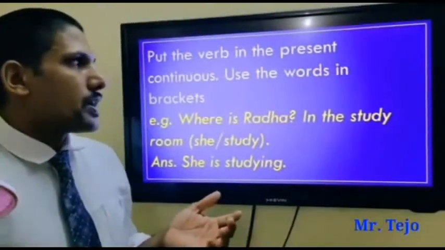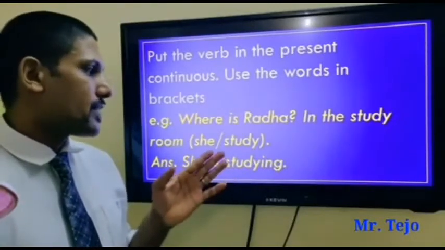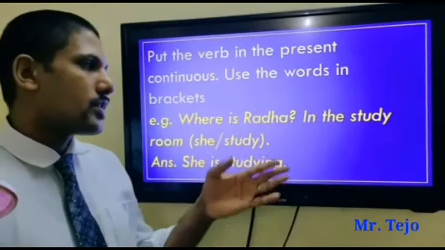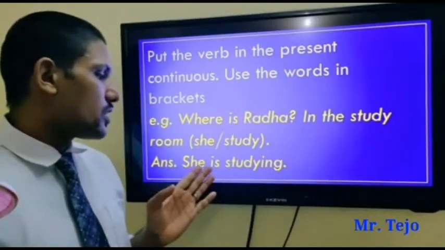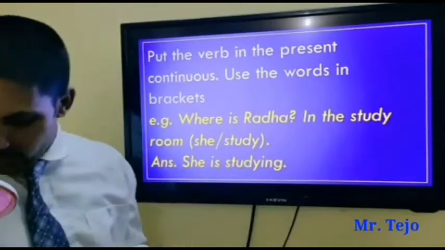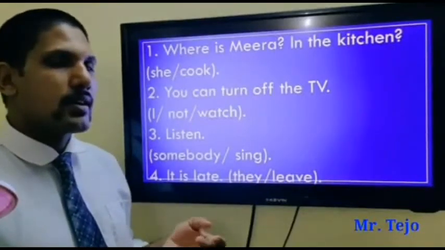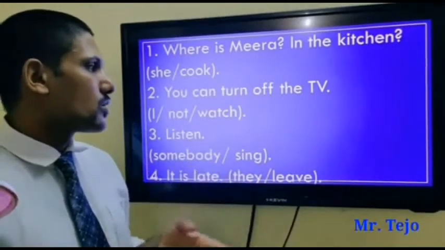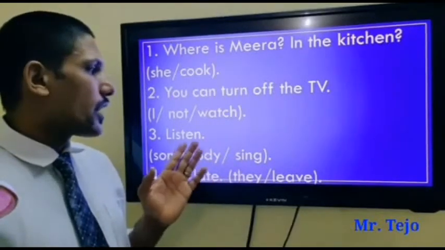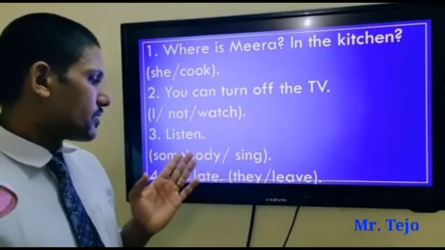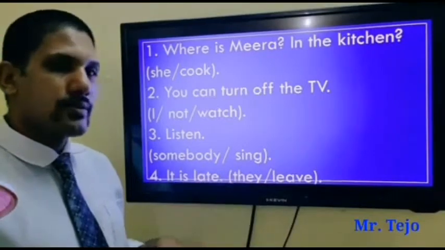Put the verb in the present continuous. Use the words in brackets. Example. Where is Radha? In the study room. She studied. The answer is she is studying. Where is Meera? In the kitchen. She cooked. You can turn off the TV. I not watch. Listen. Somebody sing. It is late. They live.